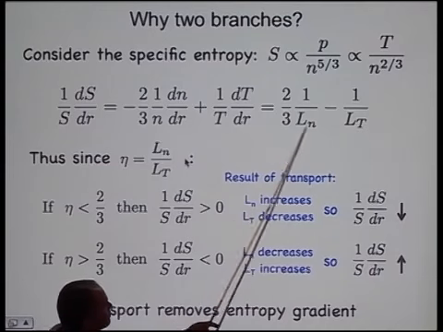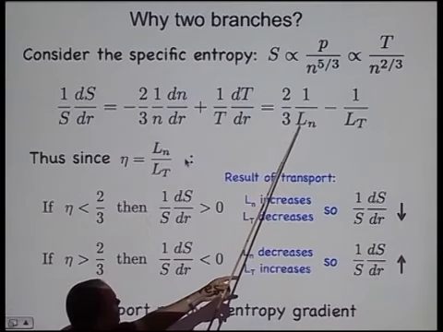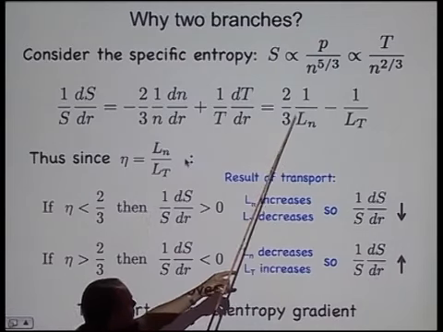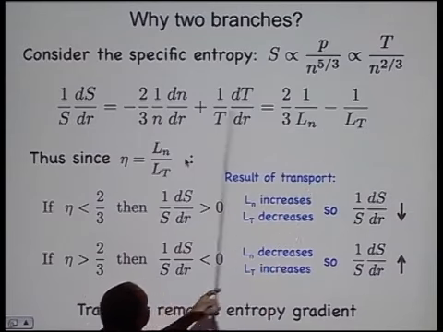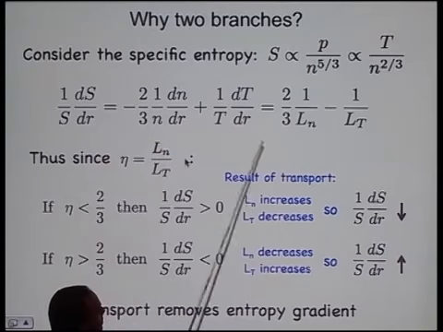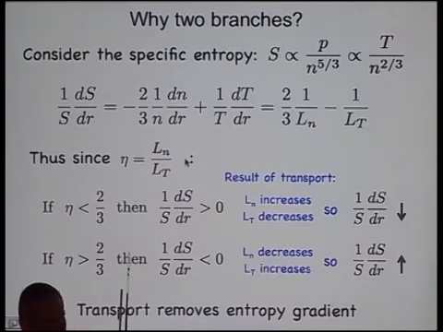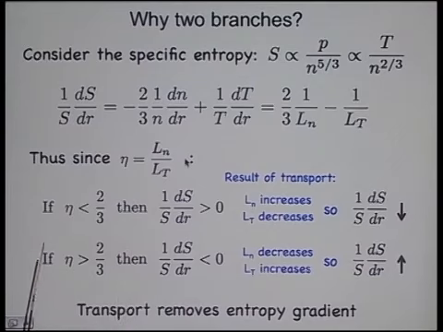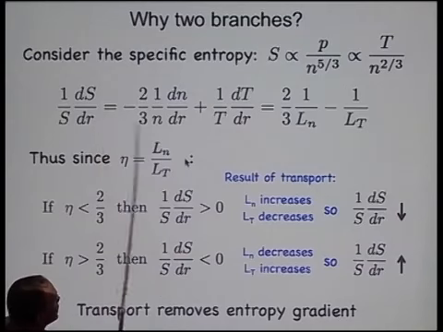So this term is bigger than this one, because eta is smaller than 2/3, but ln is increasing, so this is getting smaller, and LT is decreasing, so this is also making dsdr smaller. So both of these trends are driving the gradient of the entropy down towards 0. The opposite is true in the eta greater than 2/3 regime. In that regime, this term is bigger than this one, so dsdr is actually negative.